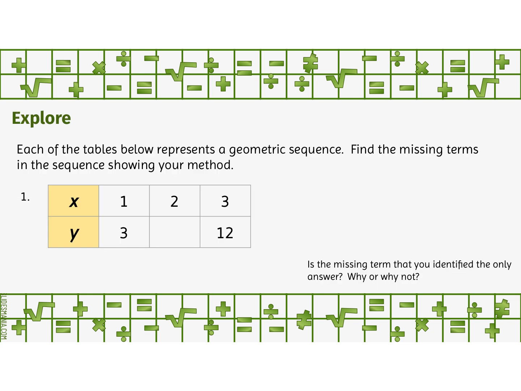All right, so here is number 1. Each of the tables below represents a geometric sequence. Find the missing terms in the sequence itself. We are on page 83. Go ahead and figure out what that missing piece would be. So pause this and then come back to me.